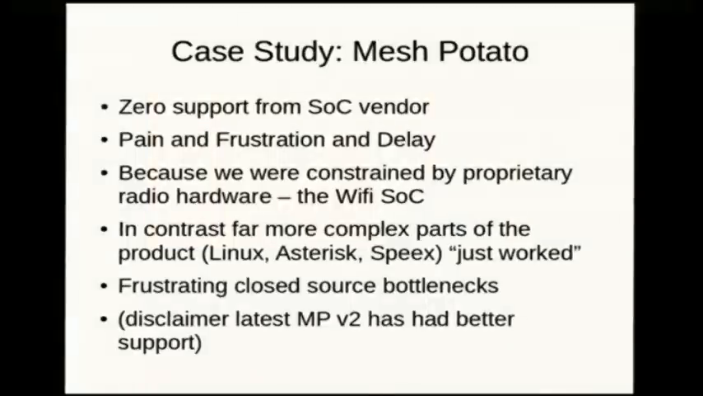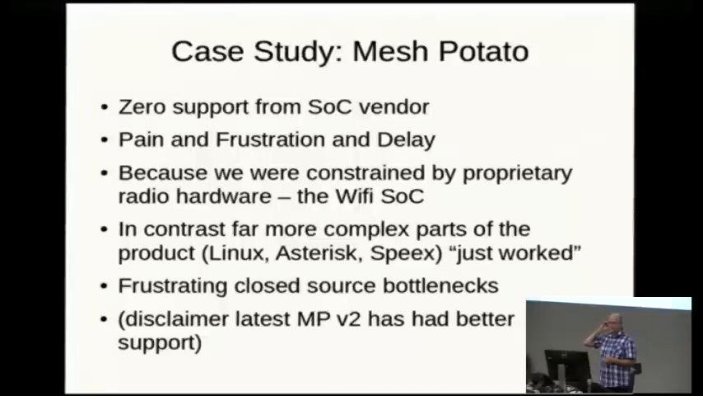So we had pretty close to zero support from the SOC vendor. Pain, frustration and delay in the project. And that was because we were constrained by this proprietary hardware. They had this nice little chip that was the central processor, system on chip, that also had the Wi-Fi radio, but we just couldn't get into the thing or get any data for it.